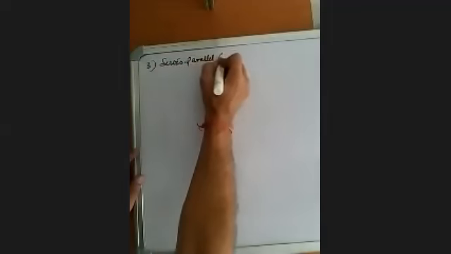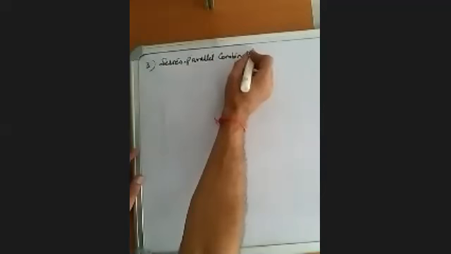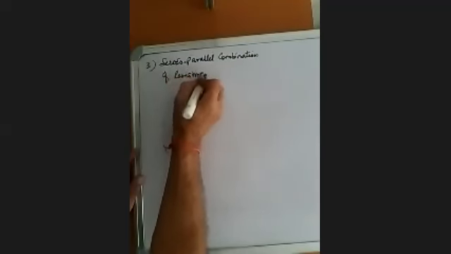Series, parallel, combination of resistors. Practically we find that resistors are connected in mixed combination, that is series as well as parallel combination. So what it will look like this.